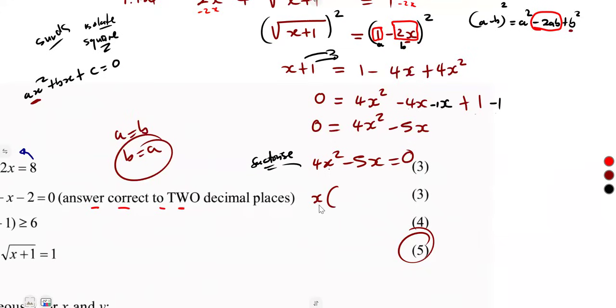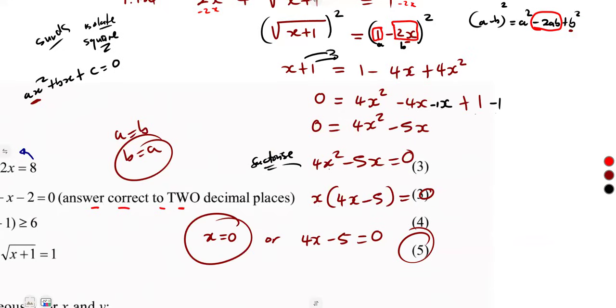So 4x squared divided by x, that's 4x. Minus 5x divided by x is minus 5. And that's equal to 0. And from the zero concept, one of these two is supposed to be equal to 0. So that's x is equal to 0, or this bracket is equal to 0: 4x minus 5 is equal to 0. Already here we have a solution, but remember we have to test our values.